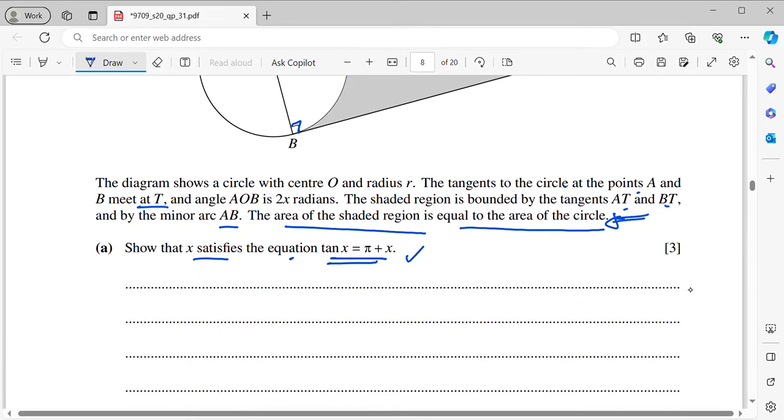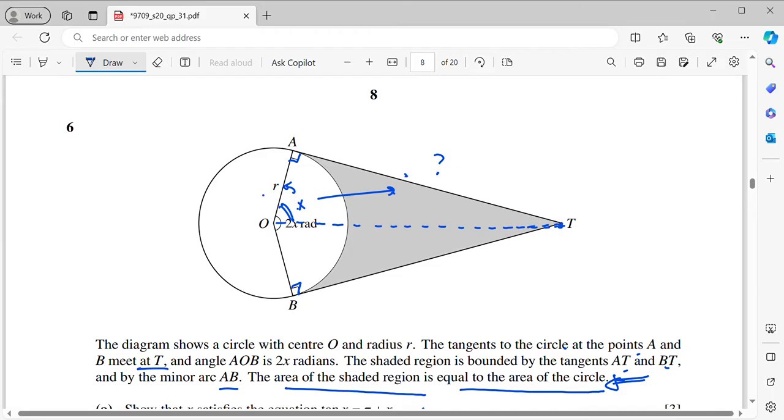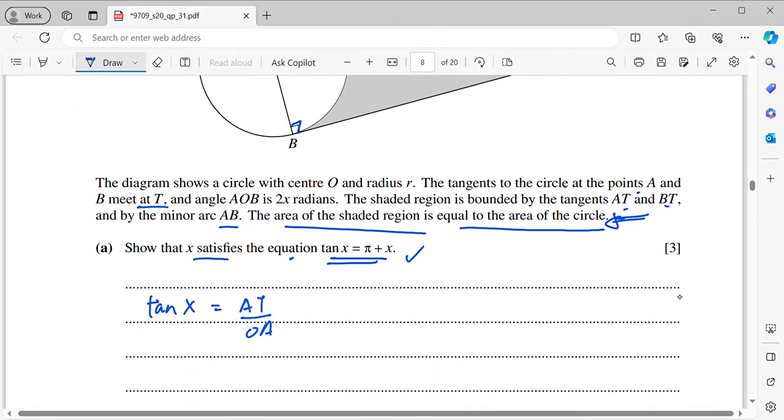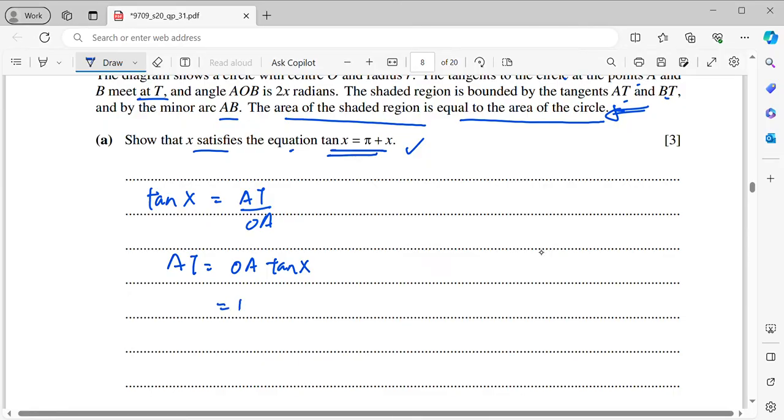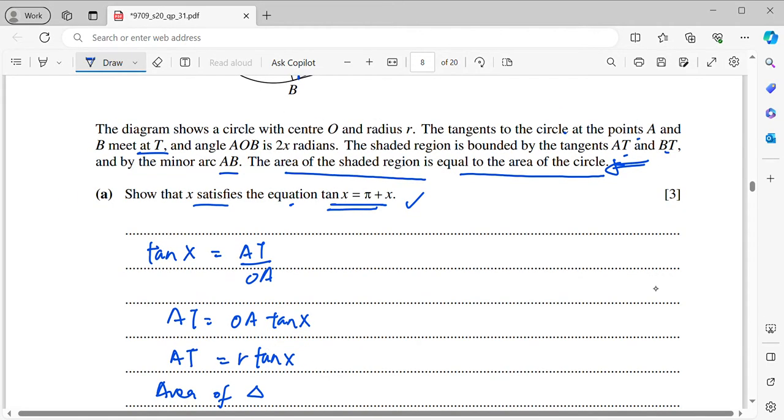So I will just write tangent x equals AT over OA. Okay, opposite over adjacent OA. So now I need to know what is my AT. So now my AT is OA tangent x. And my OA is basically R, given in the question. So that means this is R tangent x. That is my AT. Then now I will just write area of triangle AOT equals half of OA times AT.